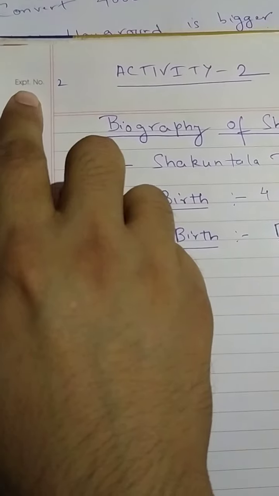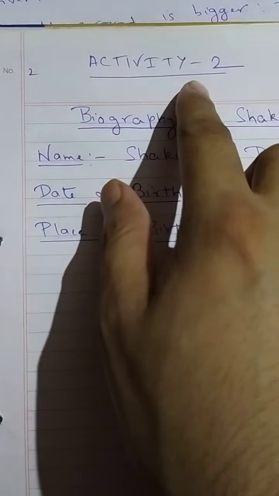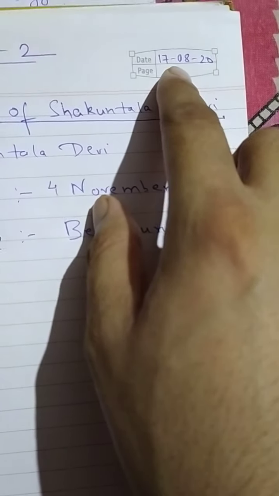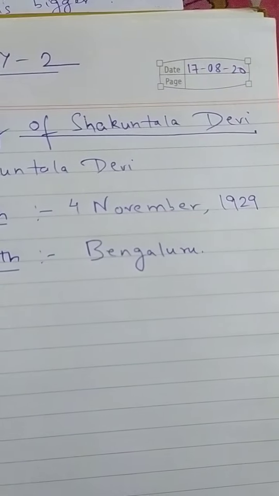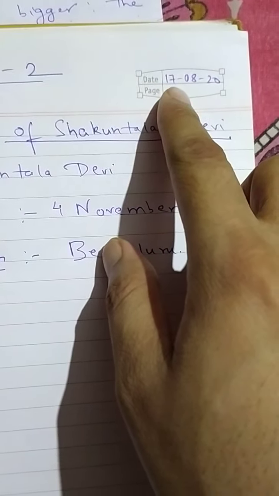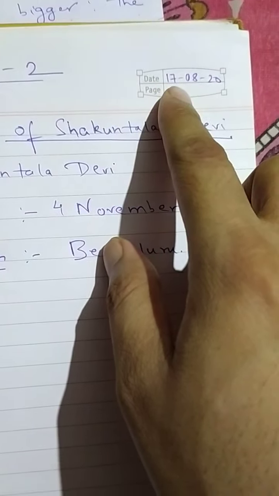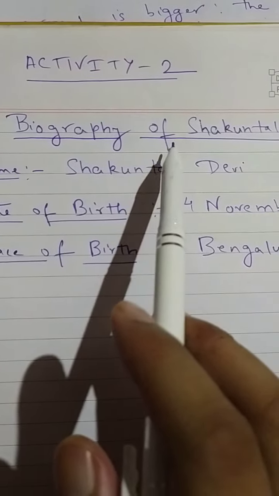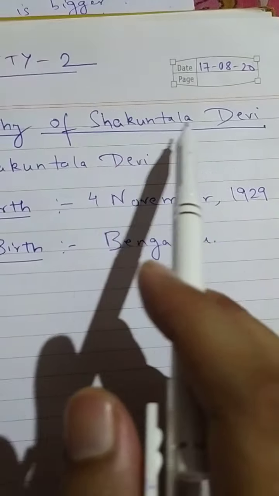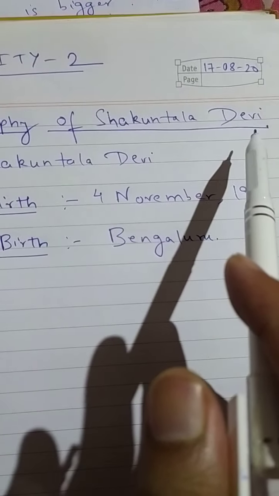So here experiment number 2, that is activity 2. And date here I have given 17/8/20, because on this date this video will be uploaded on your school website. So on Monday the date is 17/8/20. Now what heading will we give? Heading is biography of Shakuntala Devi, the famous mathematician. She is also known as human computer. Okay, so biography of Shakuntala Devi.